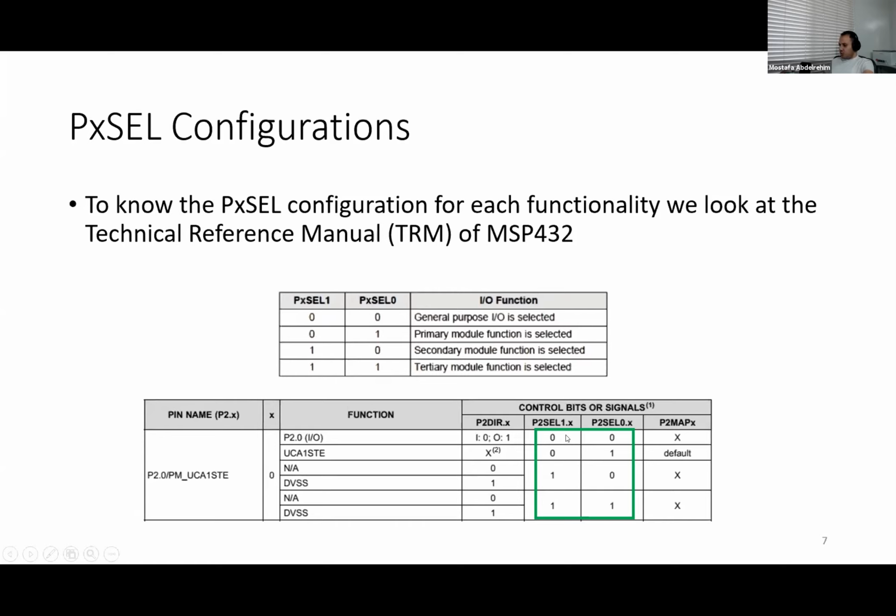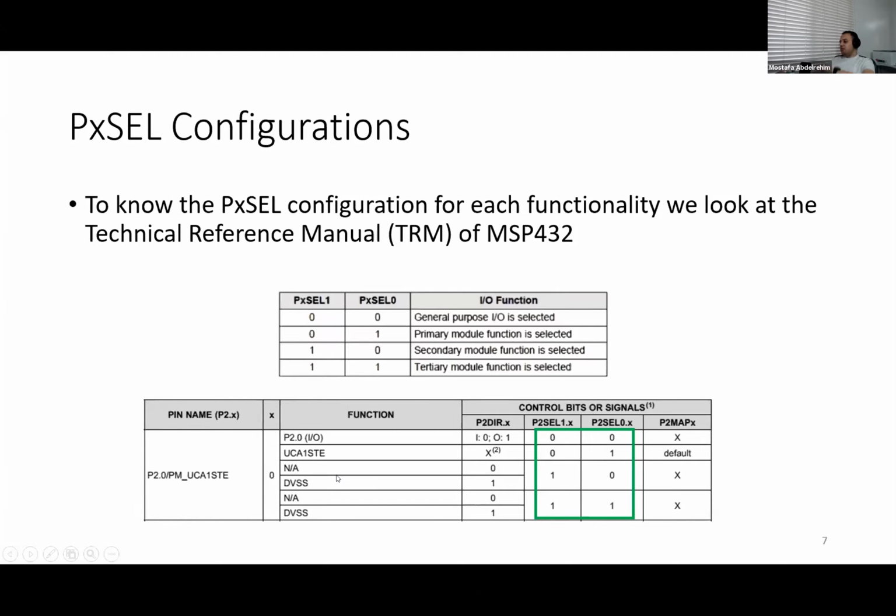So 0, 0 is GPIO, input output. Whatever this function is, if you want it, you should put 0, 1 in the PxSEL registers. If you want this function, you put 1, 0. If you want this function, you put 1, 1. Basically this pin has only 2 functions, because these are don't cares. So here we have only 2 functions.